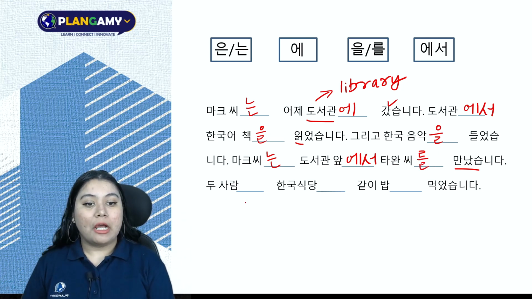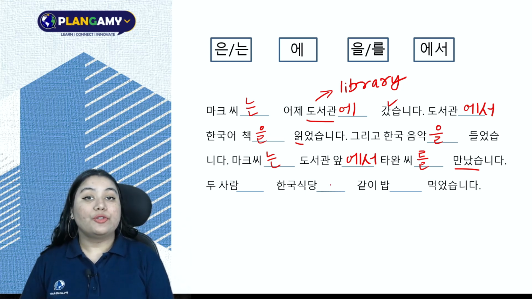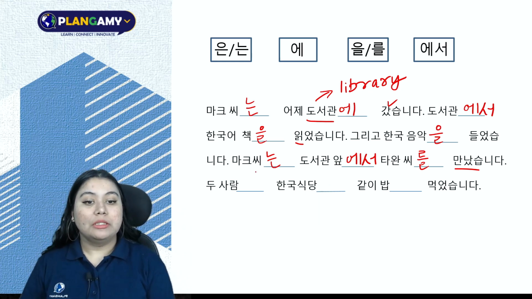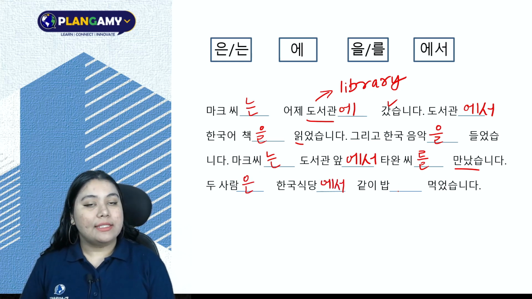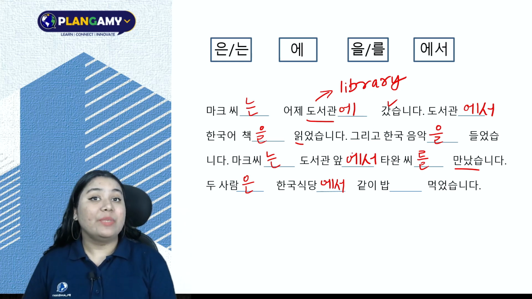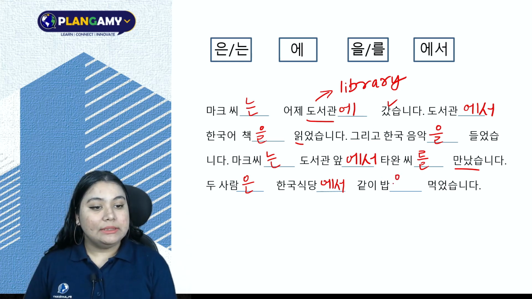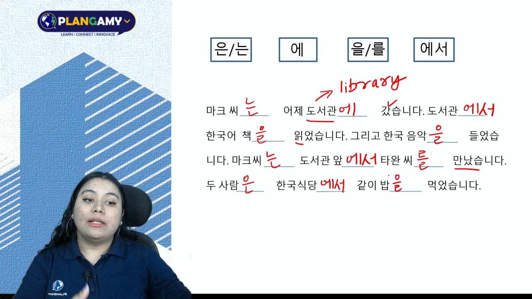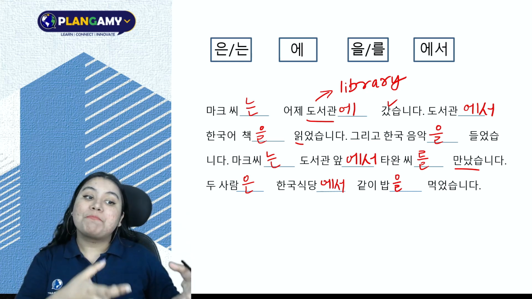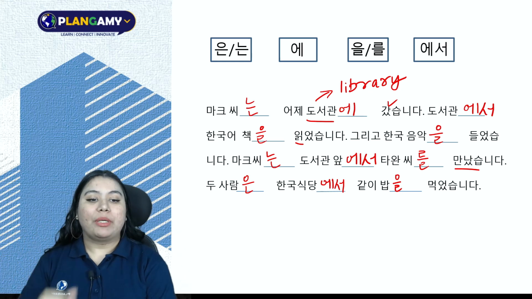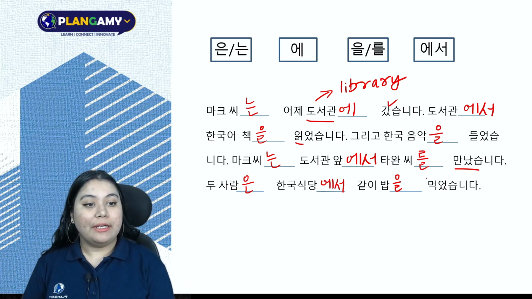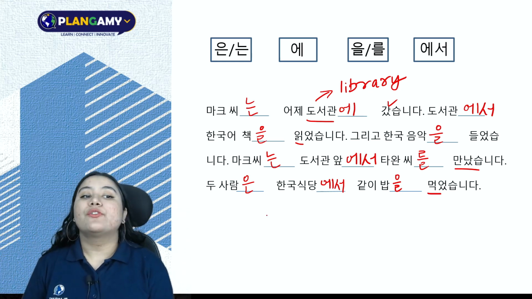Then 두 사람 한국 식당 같이 밥 먹었습니다. So 두 사람, these two people become my topic. 두 사람은 한국 식당에서 같이, together, 밥 is meal or rice, 밥을 먹었습니다. Ate the meal. So meal becomes my object and 두 사람, these two people become my topic. And 먹었습니다 ending with 먹다, I add 에서 to my location.